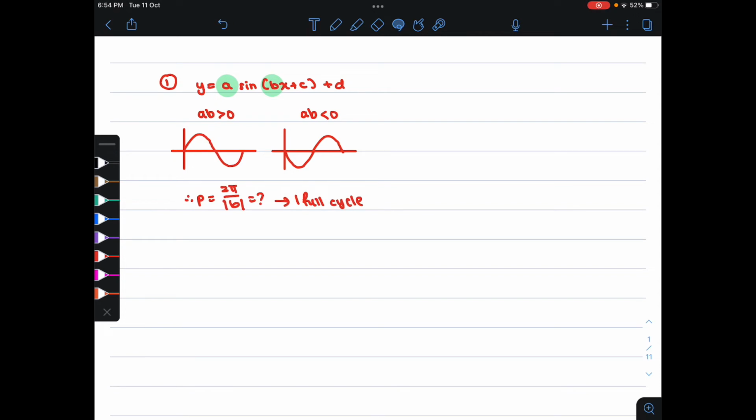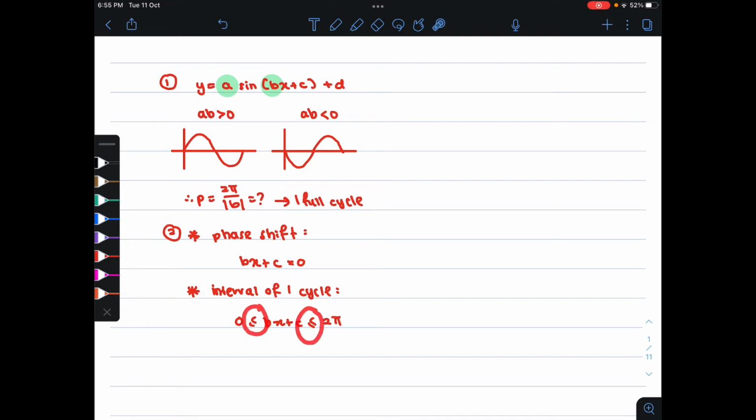Then you need to find the period P, which is equal to 2π over modulus b. This will give you one full cycle of your sine function. For the second step, you need to do the phase shift first. So you're going to take everything inside the bracket, which is bx plus c, you let it equal to 0, and then you find the value of x. You also need to find the interval of one cycle, so just write down bx plus c is between 0 and 2π, and it must have this equal sign. So don't forget to write the equal sign.